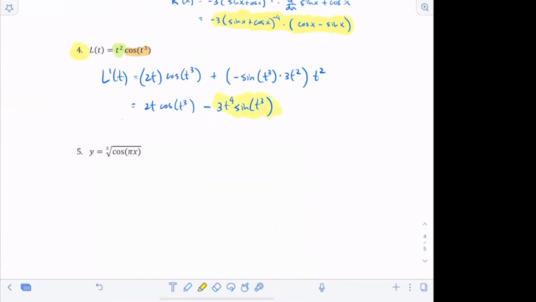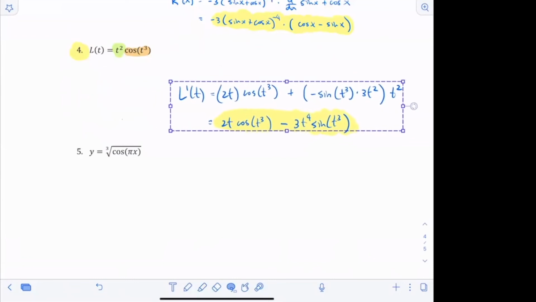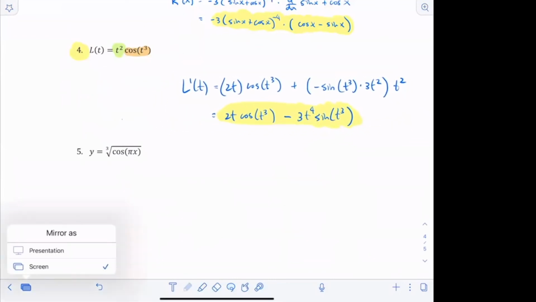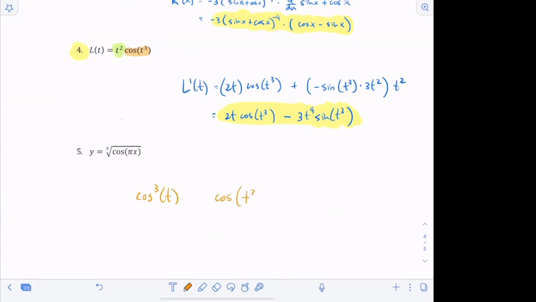Wait, can you tell me what g prime was again? I'm confused on that part. So first thing, I'm going to answer your question, but I want to make sure you are not confusing cosine cubed t with cosine of t cubed, right? Because they mean totally different things. Okay, good. Perfect.